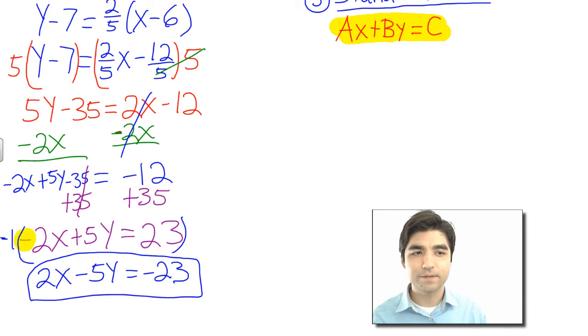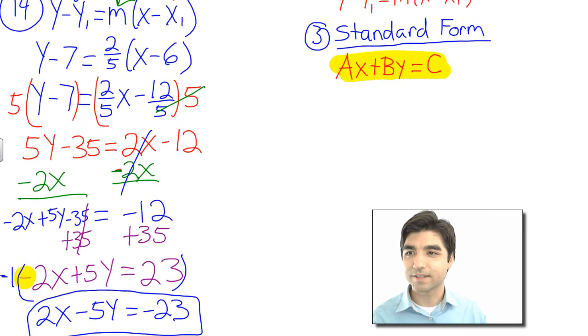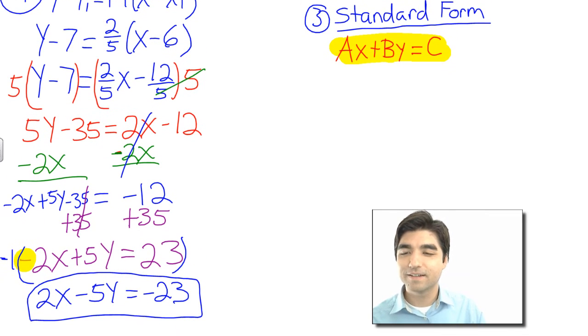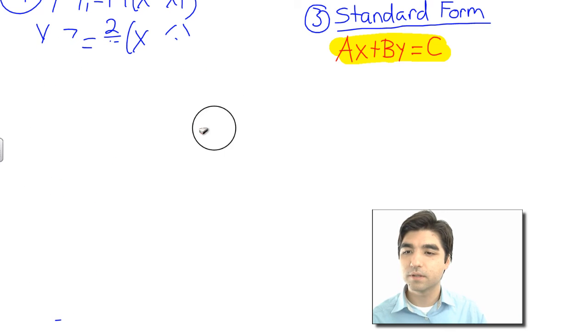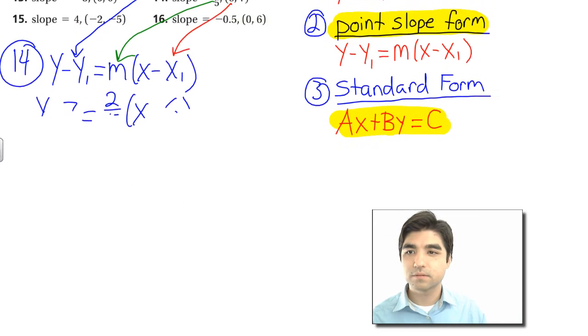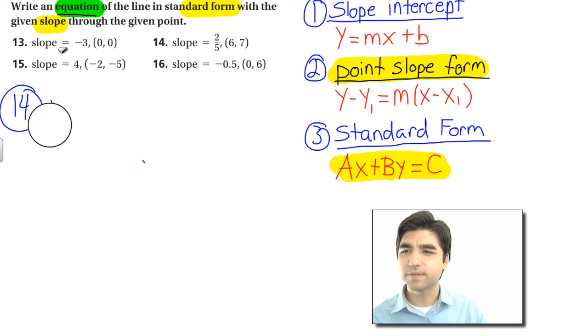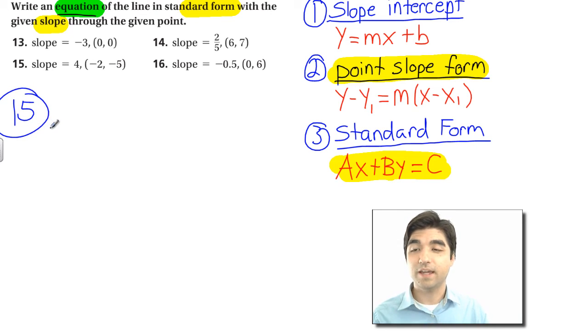So that is the answer there. And now, which one are we on? Oh my gosh, that was all 14. So let's go up to number 15. So on 15, you have a slope of 4 and a point of -2 and -5.